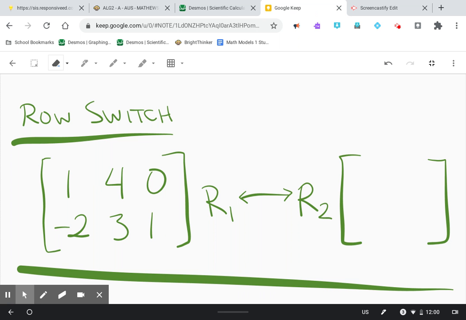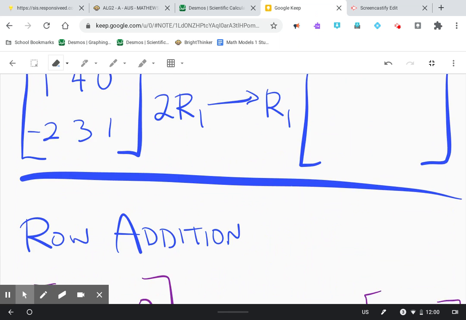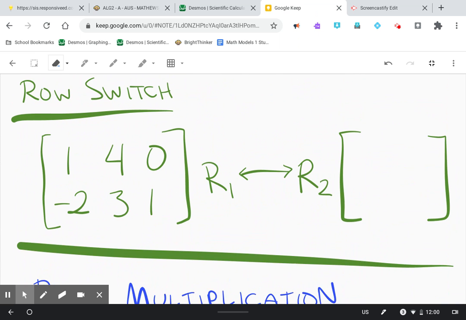So row switching is the most straightforward one, and it is identified by the fact that it has an arrow pointing either direction in the notation. So this arrow pointing both ways tells me that it's row switching. Literally, all it means is that I am switching the location of the rows. So I'm going to move 1, 4, 0 to row 2, and -2, 3, 1 to row 1. That is it. That is what row switching is.